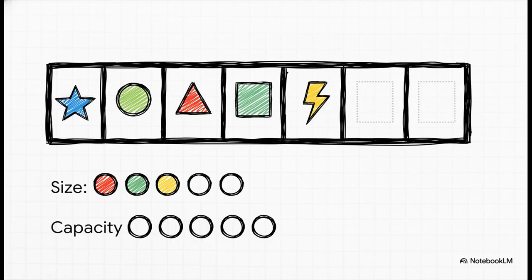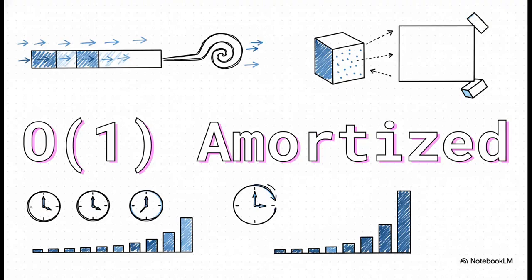Now, I know what you're thinking. Hold on, copying everything over sounds really slow. And you're absolutely right. It is. It's an expensive O of N operation. But, and this is the key, it happens pretty rarely. By doubling the capacity each time, the expensive resizes get further and further apart, so you end up with one slow operation followed by a whole bunch of super fast additions. When you average that cost out over time, the price of that one slow operation basically disappears. We call this O of 1 amortized time.